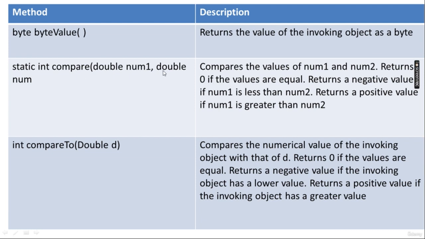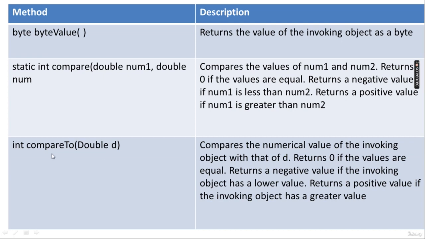Then static int compare(double number1, double number2) compares the values of number1 and number2. It returns 0 if the values are equal, a negative value if number1 is less than number2, and a positive value if number1 is greater than number2.